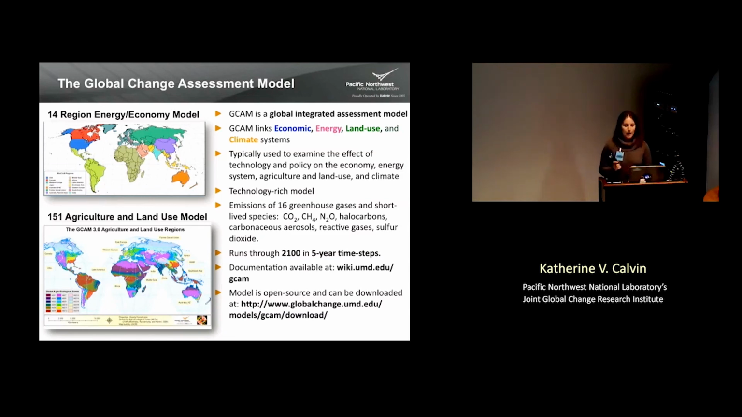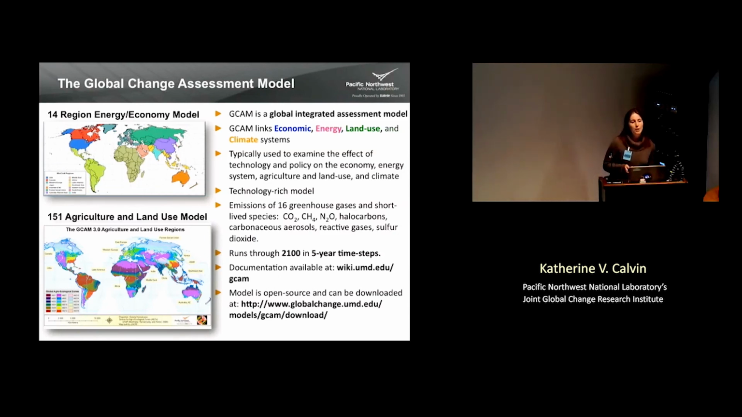A little note on spatial resolution. This always makes me cringe in a science world. We divide the world for the energy and economy system into 14 aggregate regions. Those are fairly large, and you'll note Africa is a single region. So they're huge and very diverse within them.